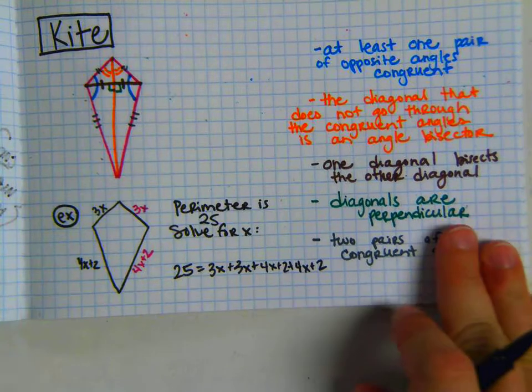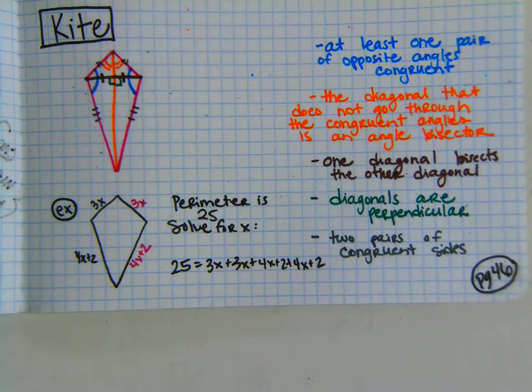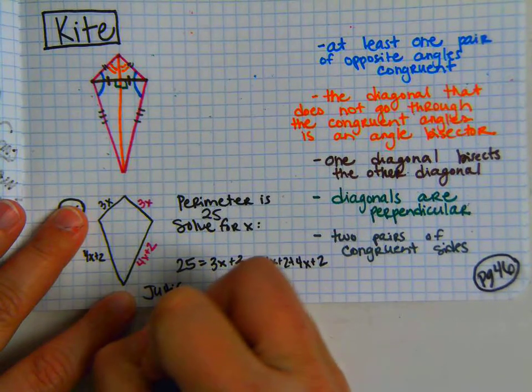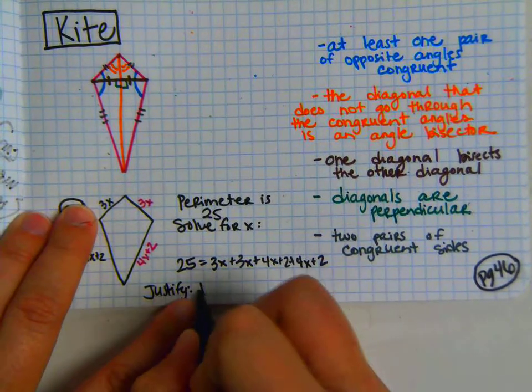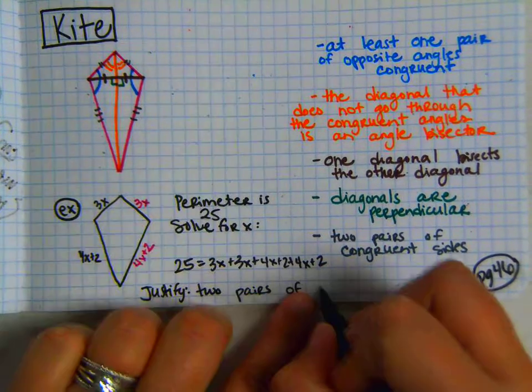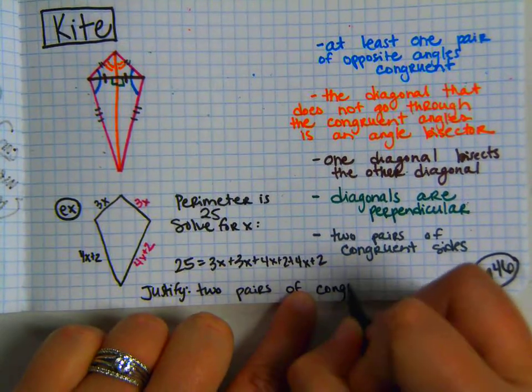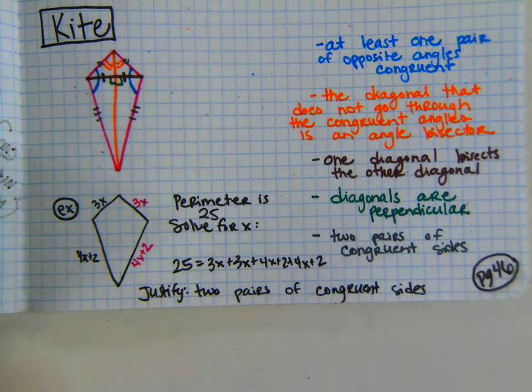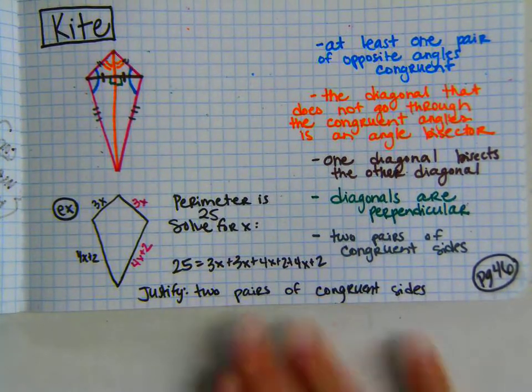So that's just an example of using that property, and then you could say justify: two pairs of congruent sides. The justification is going to be really important in this chapter, so we want to make sure that we always write that down.